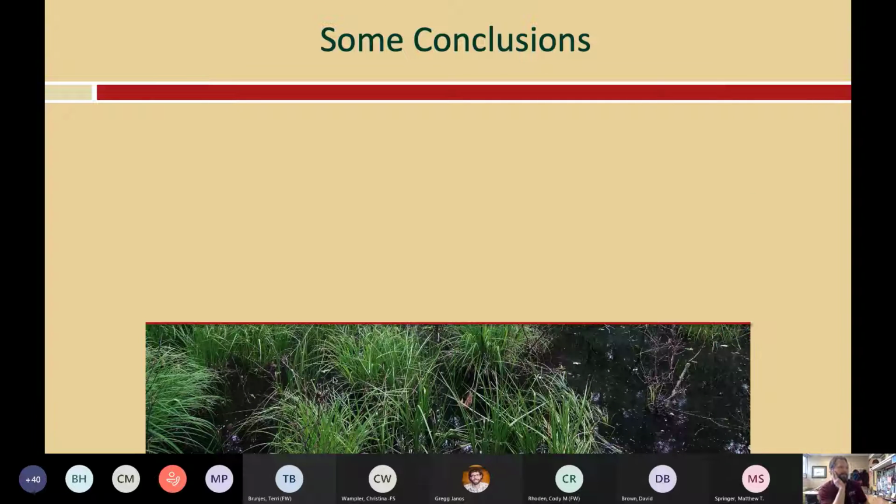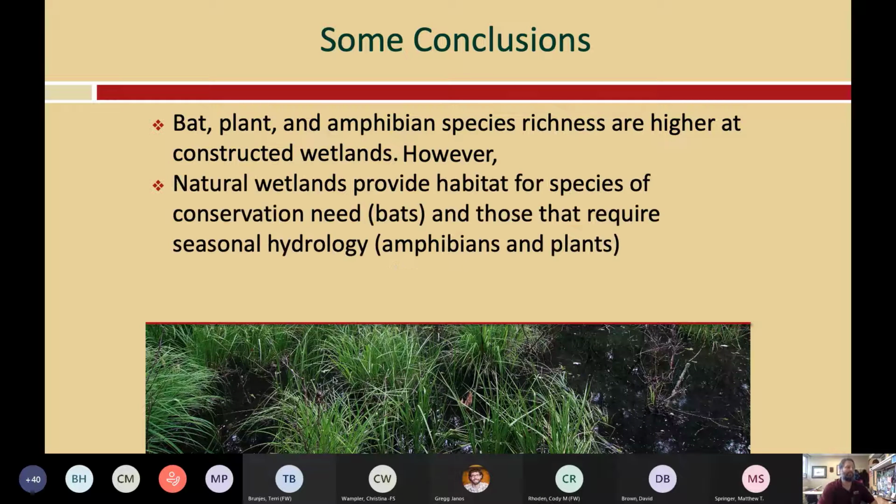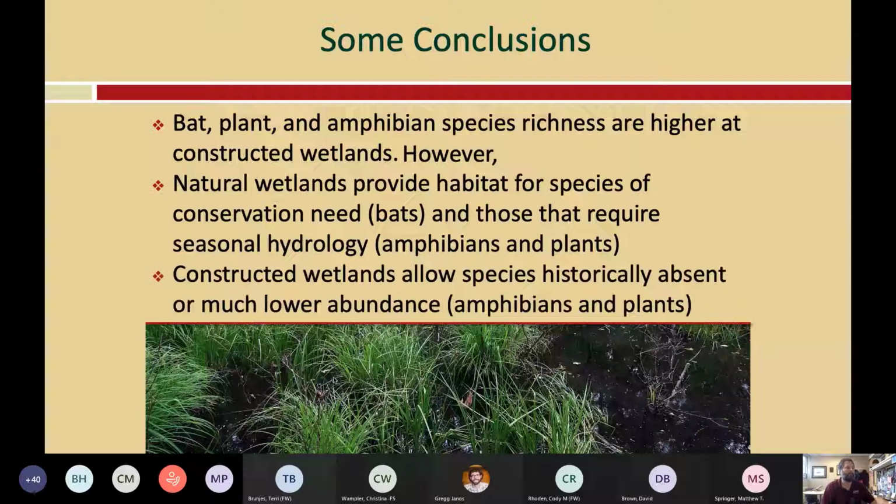So some conclusions. Bat, plant, and amphibian species are higher at constructed wetlands in terms of their richness. However, natural wetlands provide habitat for species of conservation need, bats, and those that require seasonal hydrology, amphibians and plants. And constructed wetlands allow species that are historically absent or much lower abundance, like in amphibians and plants, those that wouldn't be there if the permanent wetlands weren't present.